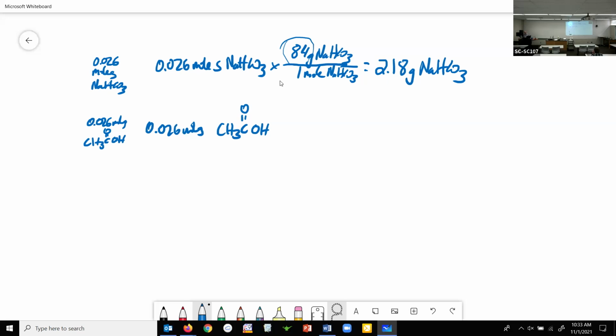84 grams per mole. What this number is saying is, if you had this size bag and you wanted to fill it to that volume, you would need to put 2.18 grams of baking soda into the bag. That's all. That's what the number is saying.